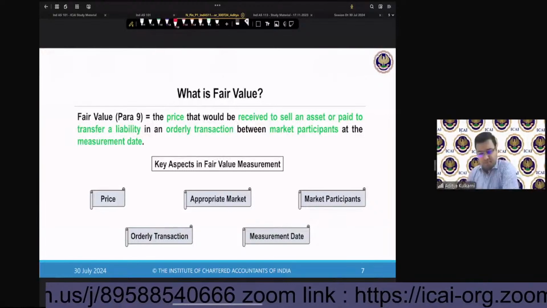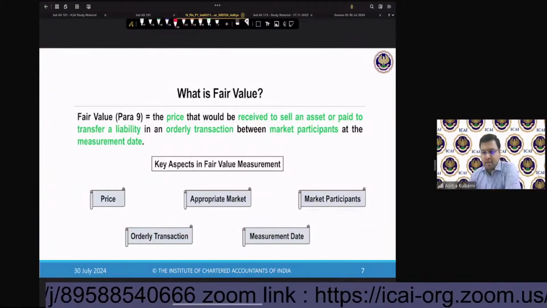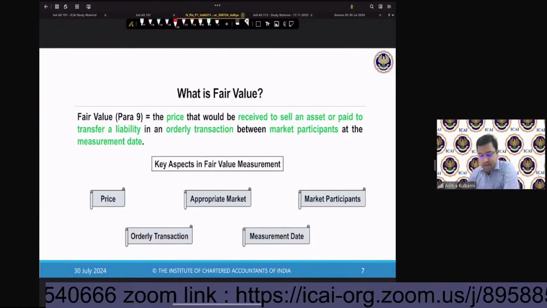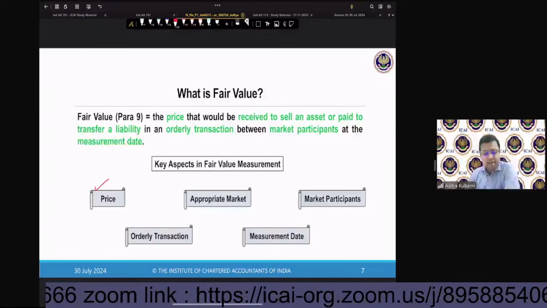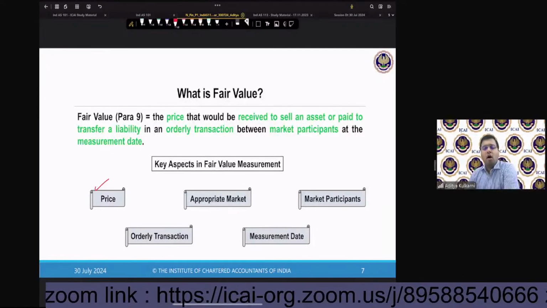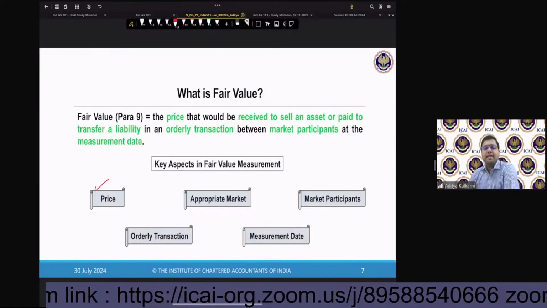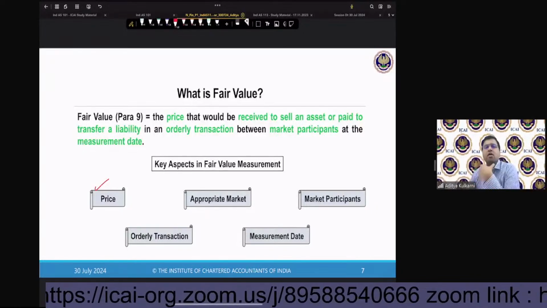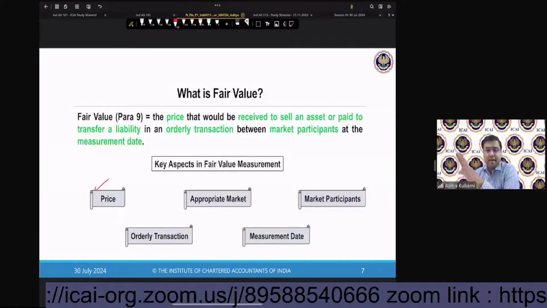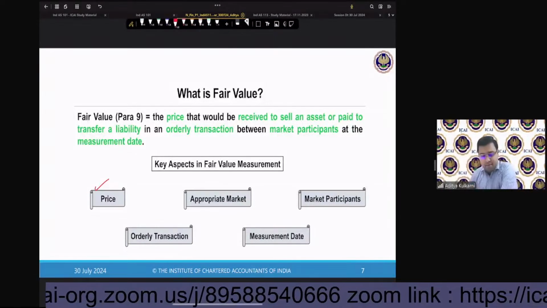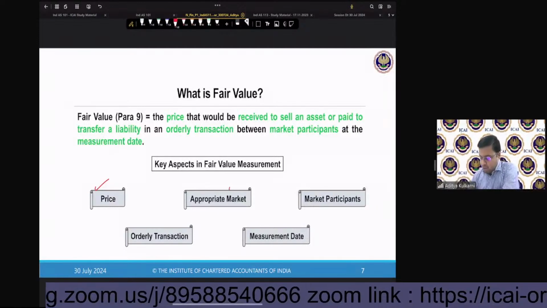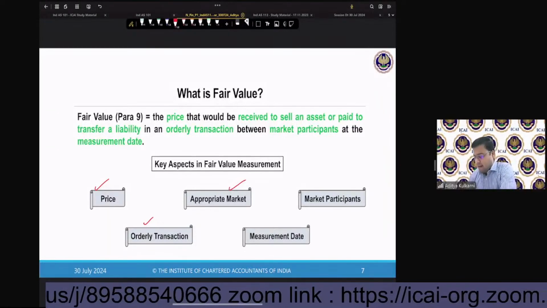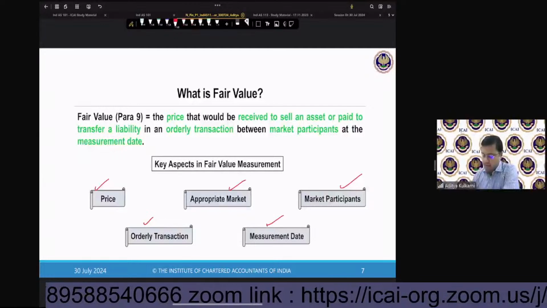So coming to the main crux of today's discussion, what is fair value? It is a very beautiful definition that is there in the standard. It is a price that is received on sale of an asset, or the price that would be paid to transfer a liability. I'm not settling the liability, I'm transferring the liability, in an orderly transaction in the appropriate market between market participants, and this is measured at something known as the measurement date.